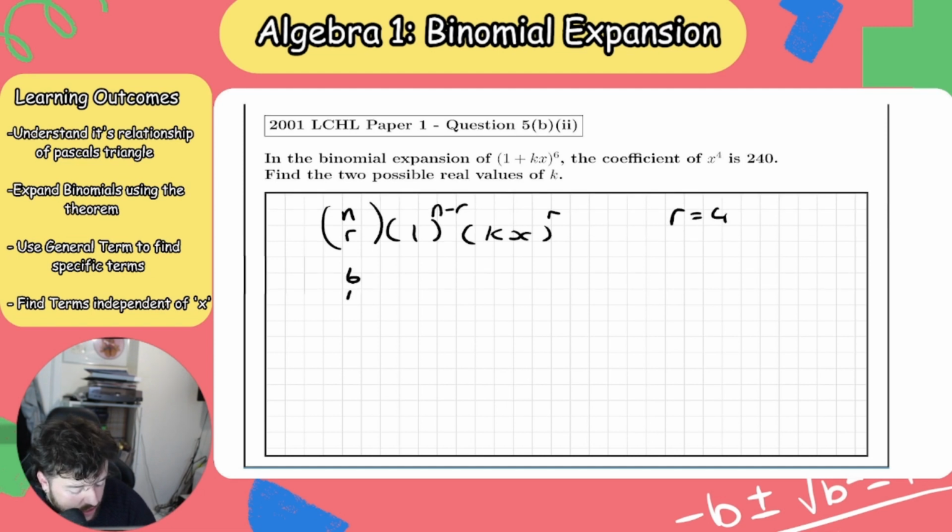So I have 6 choose 4, so say n is equal to 6. I should really put that in there. So 6 choose 4 times 1 to the power of 6 minus r times k to the power of r x to the power, sorry.